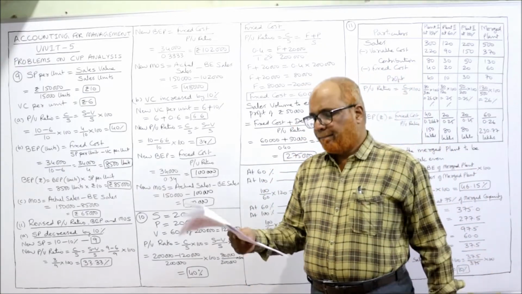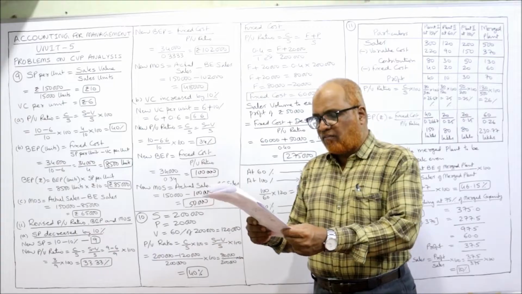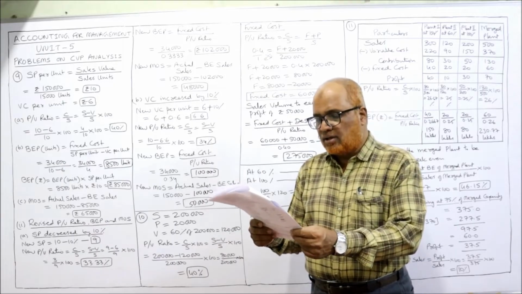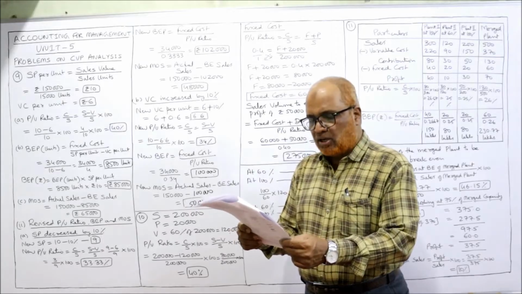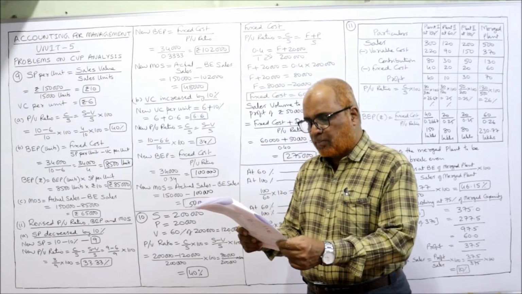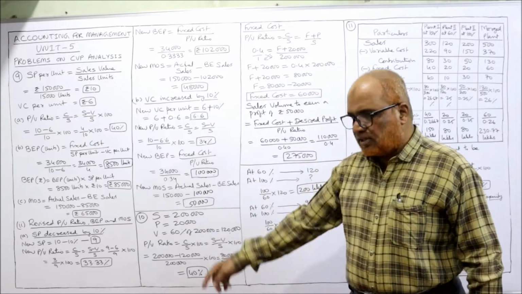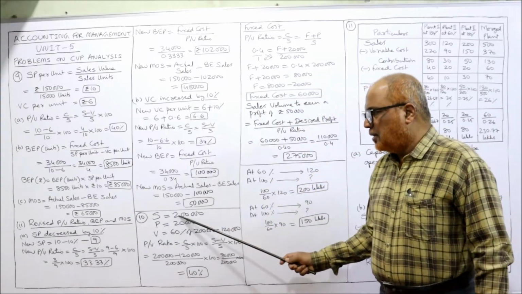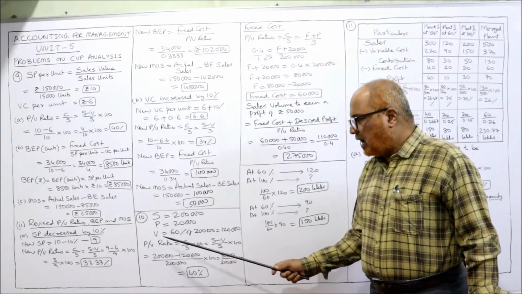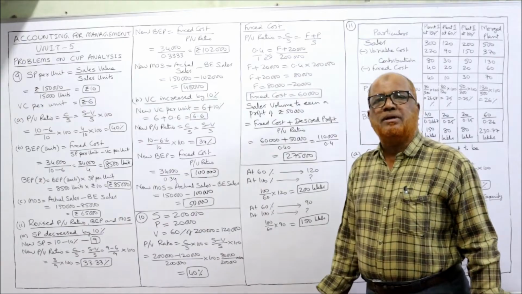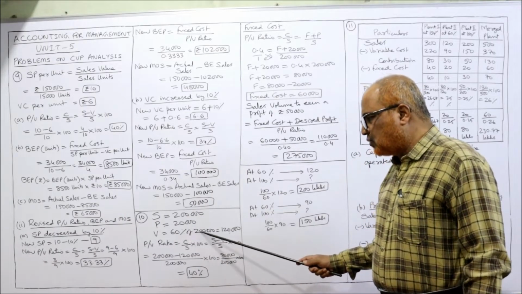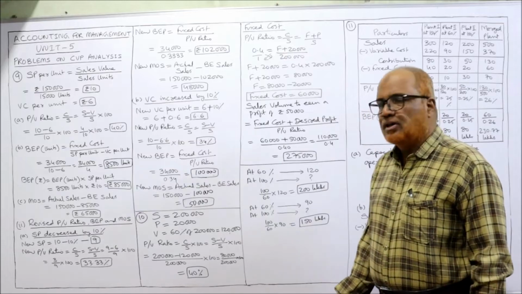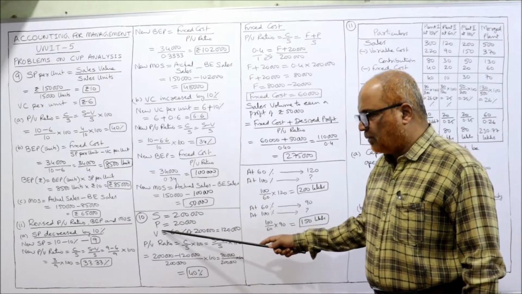Now, the 10th one. Sales are 2 lakh, profit 20% to 20,000. Variable cost is 60%. You are required to calculate PV ratio, fixed cost, and sales volume to earn a profit of 50,000. First of all, sales are given as 2 lakh, profit is 20,000, and variable cost is 60% of sales. 60% of 2 lakh, you will get 1,20,000. So we have sales, profit and variable cost.